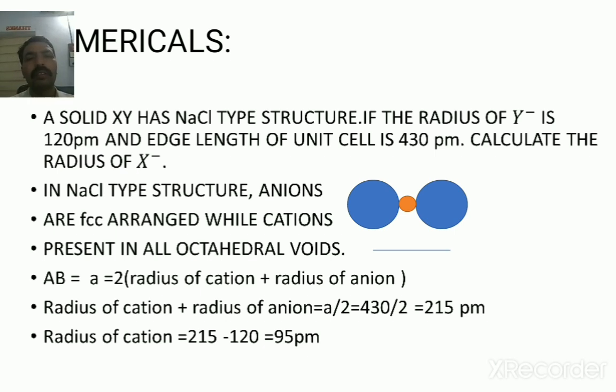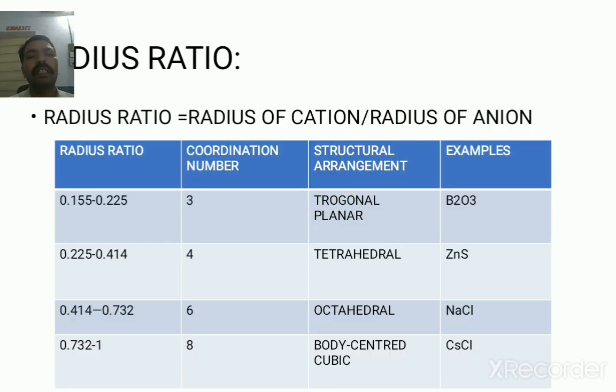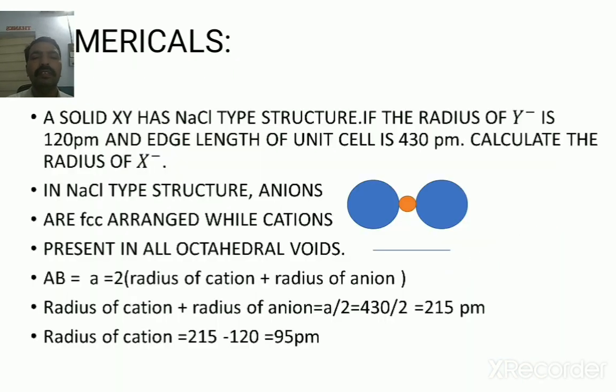Numerical on radius ratio. Consider a solid XY that has a NaCl type structure. NaCl type structure means octahedral, the coordination number is 6, and the radius ratio is in the range of 0.414 to 0.732. A solid XY has a NaCl type structure. If the radius of Y minus, that means the anion, is 120 picometer, and the length of the unit cell is 430 picometer, calculate the radius of the cation X.